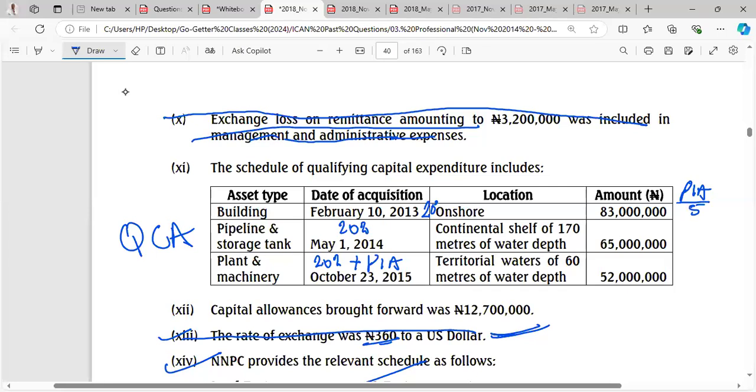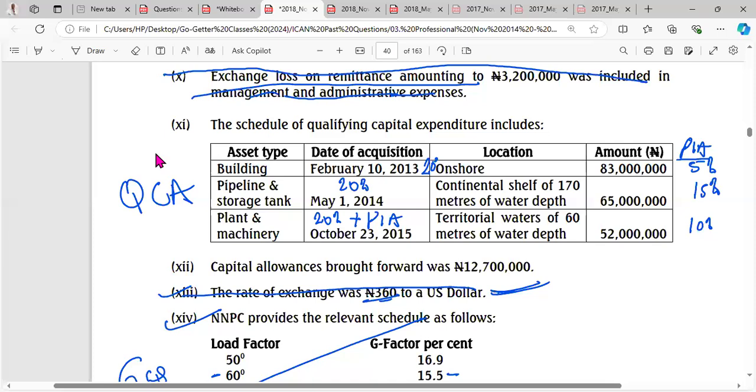Offshore, from 0 to 100 is 10%. So this is 60, so that's 10%. Now between 100 to 200 is 15%. Then above 200 is 20%. So we've addressed PIA here, and we have addressed the capital allowance.